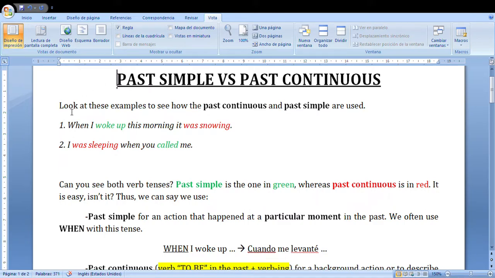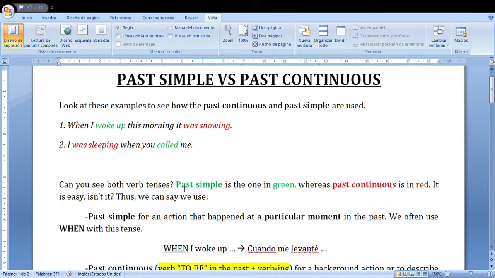So I put two examples, sentence number 1 and sentence number 2, using both the past simple and the past continuous. Sentence number 1 says, when I woke up this morning it was snowing. And in number 2, I was sleeping when you called me. As you can see, I've colored in red and green two different verb tenses that you should know at least which one is the past simple. So then you should know which one is the other one, which is the past continuous.